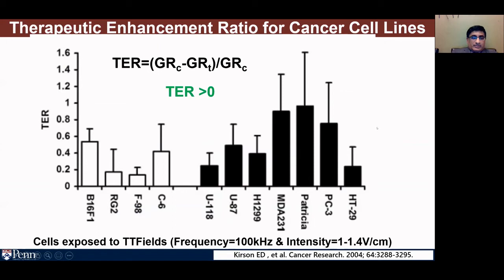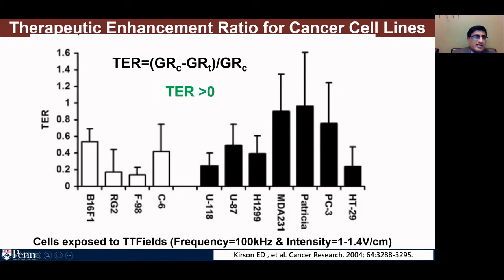So now I will show some slides just to demonstrate the preclinical findings in terms of how the Tumor Treating Field works and what are the different factors on which it depends. So these are the different cancer cell lines. As you can see here, there are 4 patient cancer cell lines and 7 animal cancer cell lines.